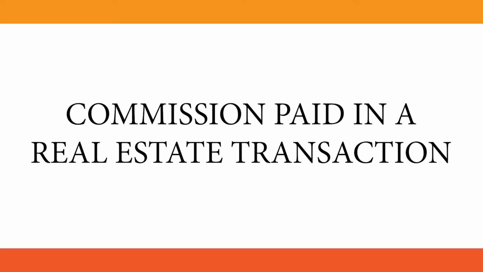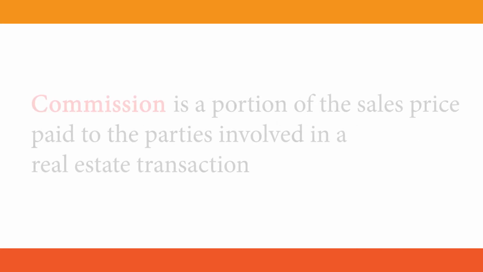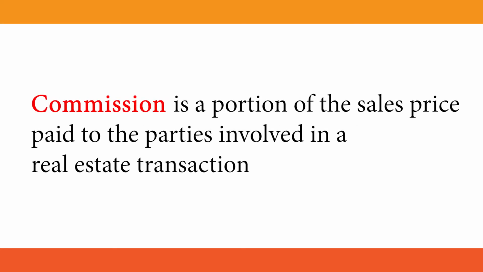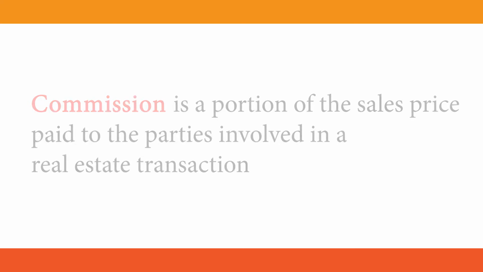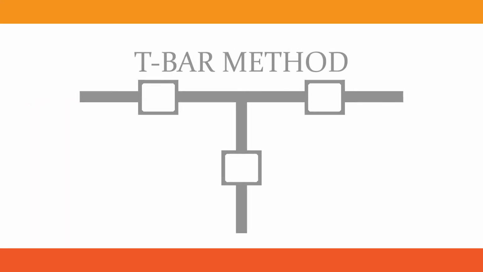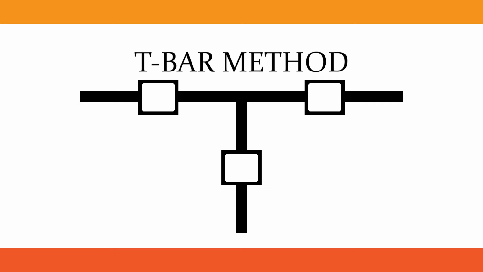Today in our math tutorial series, we will be reviewing commission paid in a real estate transaction. Commission is a portion of the sales price paid to the parties involved in a real estate transaction. In this video, we will be using the TBar method. If you are unfamiliar with the TBar or need a refresher, please refer to the video link at the top of the screen or in this video's description down below.